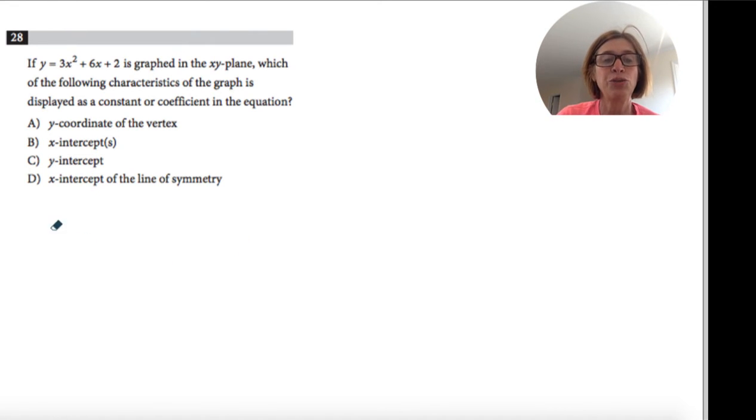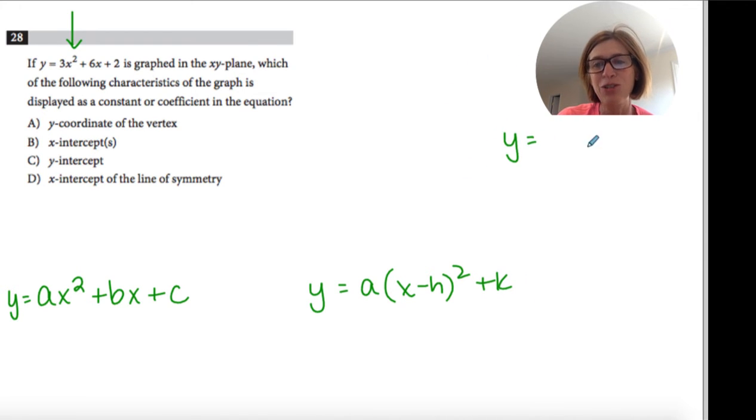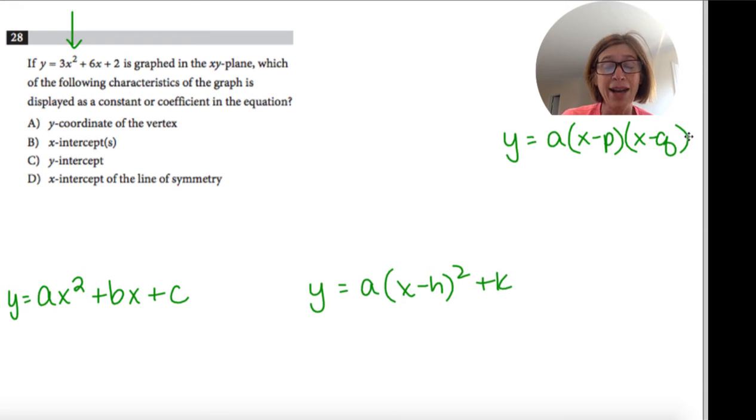Quickly, I want to remind you that there are several equivalent forms to a quadratic function. This is a quadratic function because the highest exponent of x is a 2. We have standard form, which is the one we're given, y equals ax squared plus bx plus c. We have vertex form, y equals a(x minus h) squared plus k. We have intercept form, which Coach Fred likes to call factored form, y equals (x minus p)(x minus q). Those are three equivalent forms of quadratics.